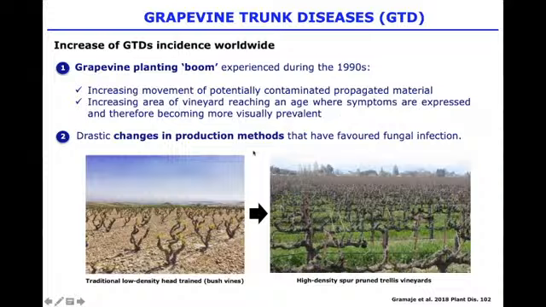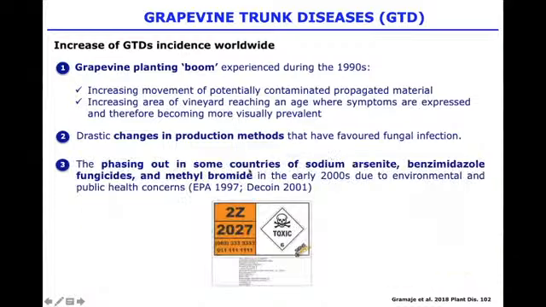Secondly, drastic changes in production methods that have rarely favored fungal infection, such as the transformation from the traditionally low-density head training to more high-density spur-pruned trellis vineyards, often mechanically pruned. Finally, in some countries, the phasing out of sodium arsenite, benzimidazole fungicides, and methyl bromide in the early 21st century, due to environmental and public health concerns, eliminated the most effective chemical products available against GTD fungi.